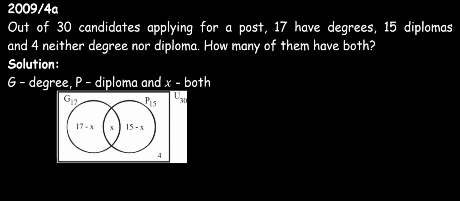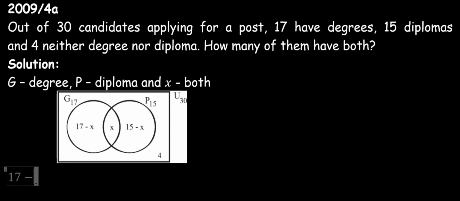Here we have the universal set, then the two subsets G and P. We number them. G has 17, that's for degrees, and diploma P has 15. Next, we put our X in their intersection, which is for both. Then we represent each of the inner subsets: for G it is 17 minus X, then for P it is 15 minus X. If you observe carefully, it is stated that 4 have neither degree nor diploma. Hence, we have the 4 outside the subsets, but in the universal set.